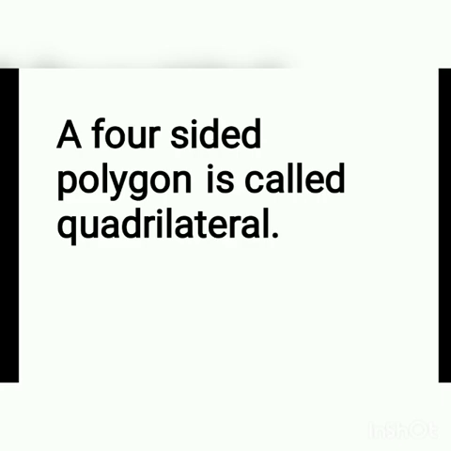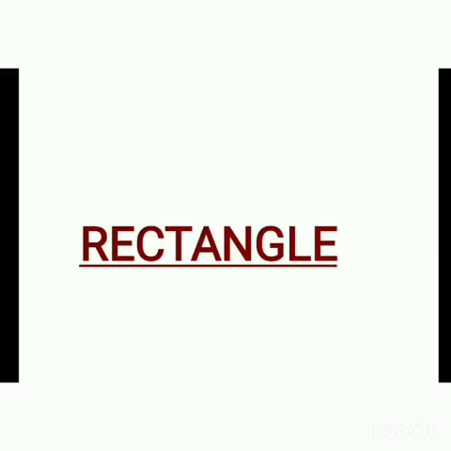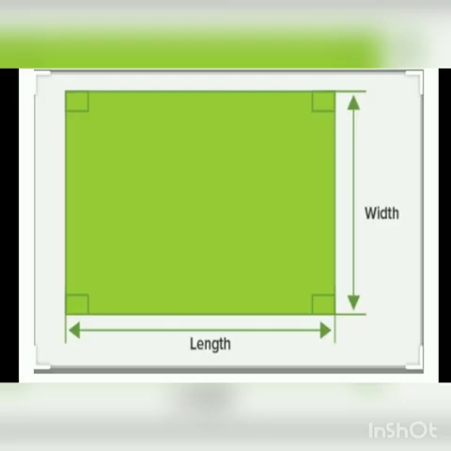Other than square and rectangle, what are the other types of quadrilaterals we can discuss today? So the first one, rectangle. From the smaller classes onwards, you have been studying about the rectangle. So what is a rectangle? In a rectangle we have one side as length and the other side as width or breadth. So what are the features of a rectangle? In a rectangle, opposite sides will be equal and all angles will be 90 degrees.